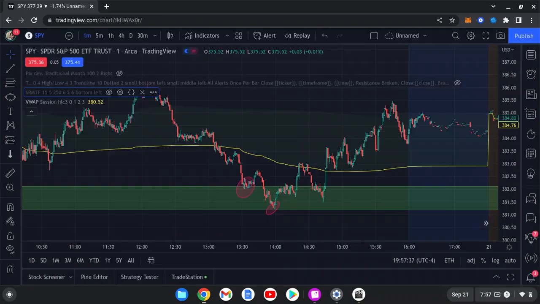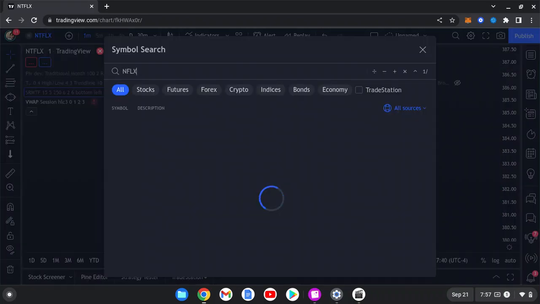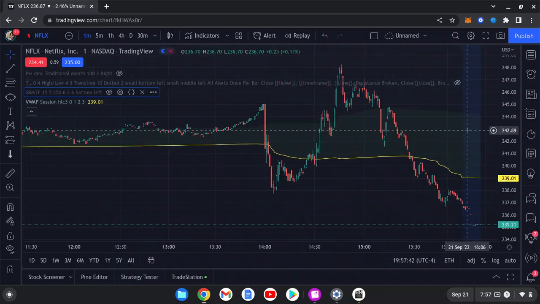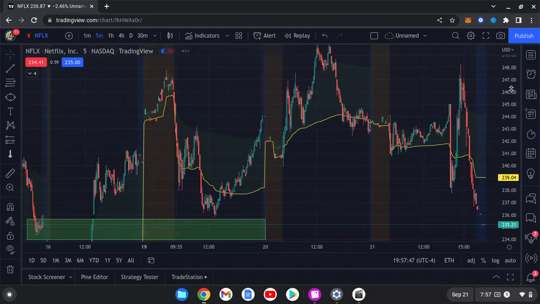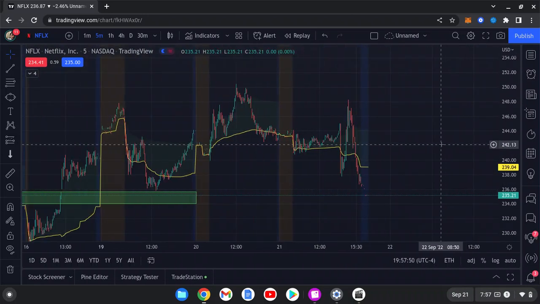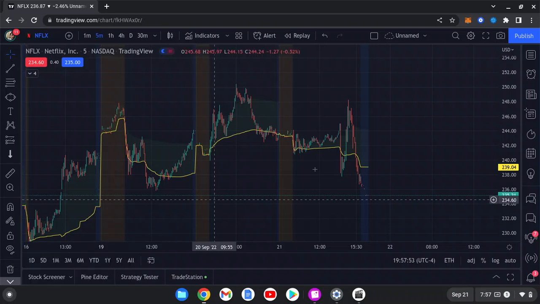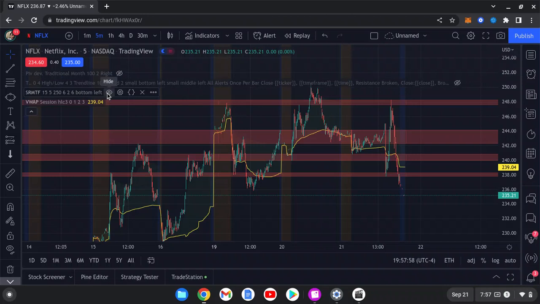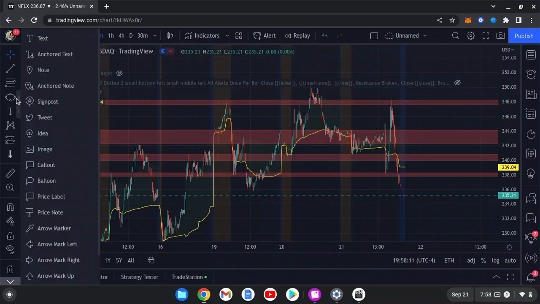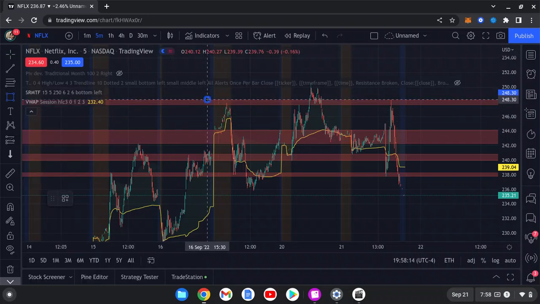I traded Netflix, I think it was, on the 15-minute. Let me jump to. Yeah, I took a trade on Netflix yesterday, and it was off of this zone. And let me show you what happened. Try to make this quick.